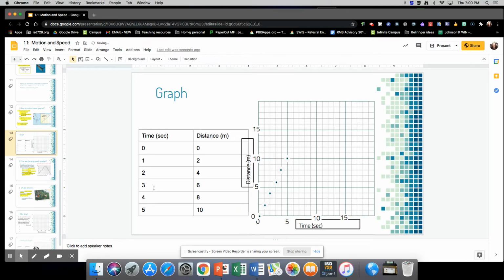Then what I could do is connect this with a straight line. Well, it's not letting me draw a line, but I could connect that and I would be able to see that this is a straight line.